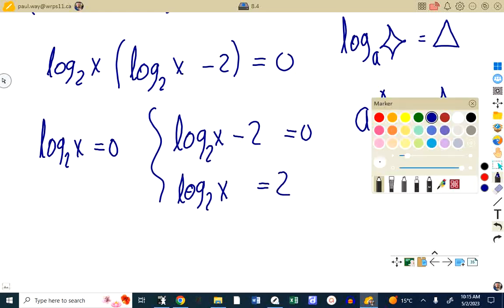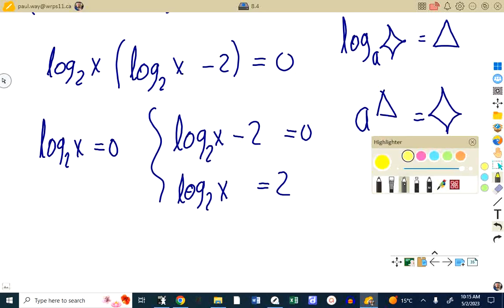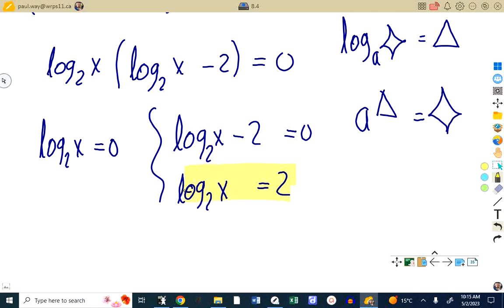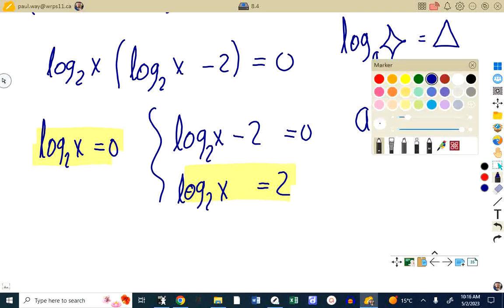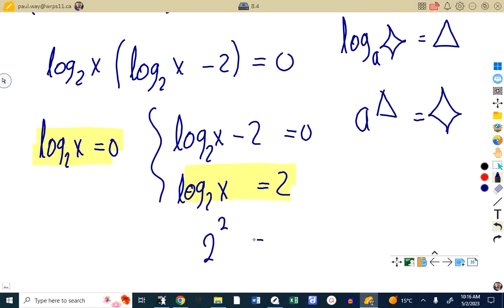All right. Where do we go from here? Because I want to know what x is. I don't want to know what log base 2 of x is. I need to know what x is. Yeah, Miles. You put x equals 2 squared. Right. I convert it to exponential form. This is going to become 2 raised to the 2 is x.